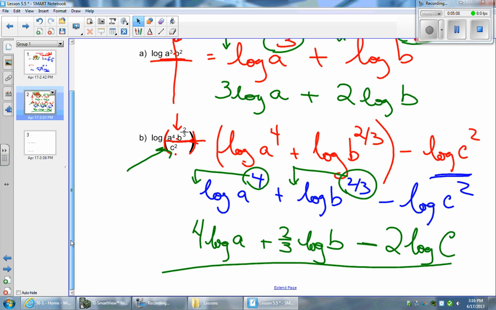There you go. So in the next podcast, I'm actually just going to go in reverse and show you how to go from this result back to the original expression, which is actually a lot of fun.